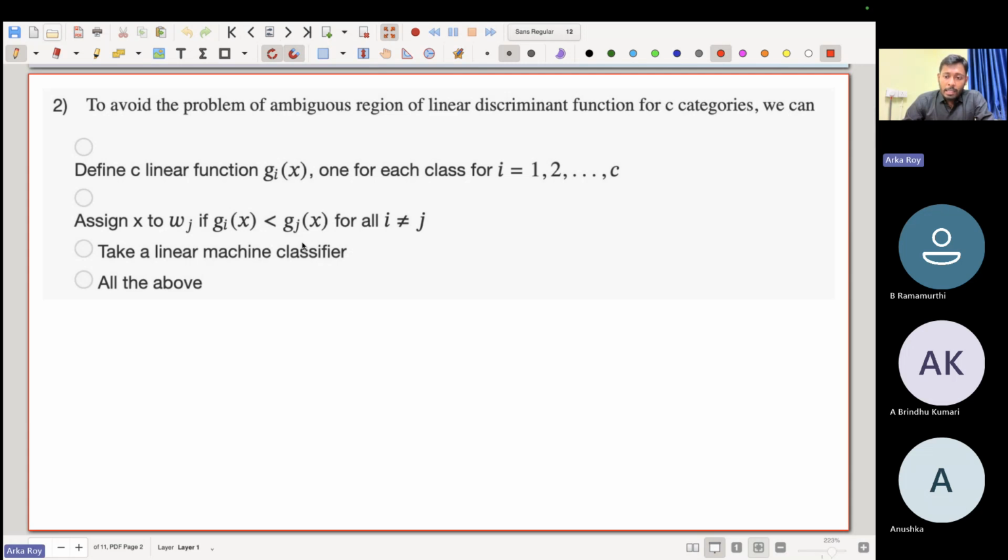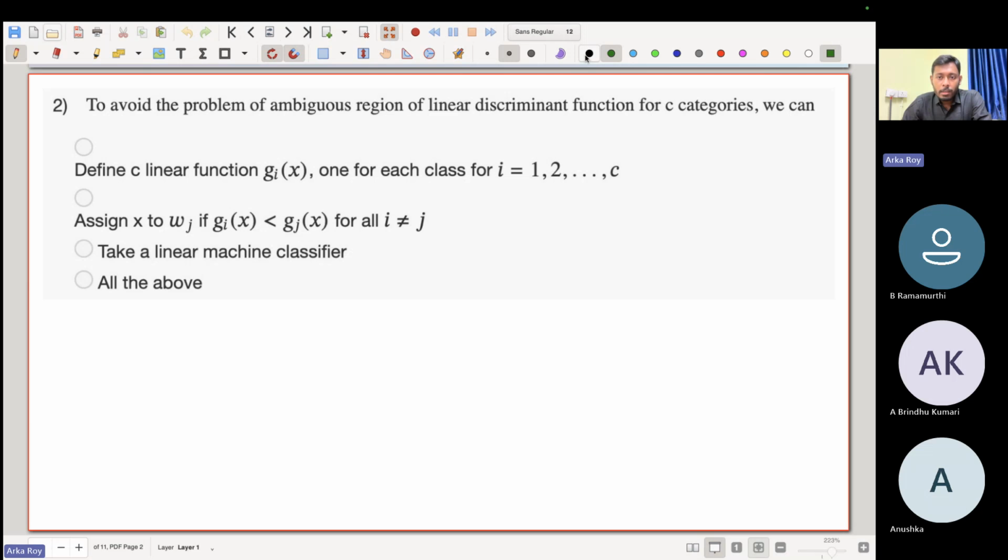Okay, so let us start solving the questions. You might find the questions are ordered in a haphazard manner, in a jumbled manner. To begin with, the question states that to avoid the problem of ambiguous region of a linear discriminant function for C categories, we can.